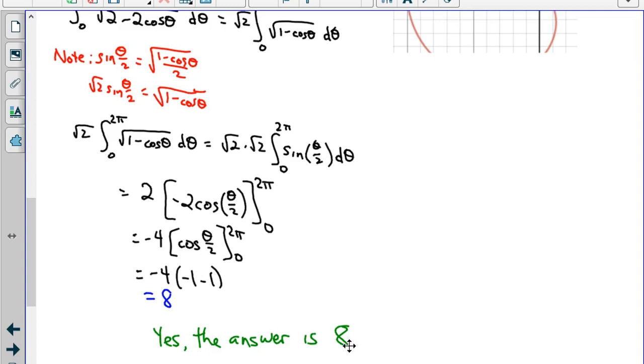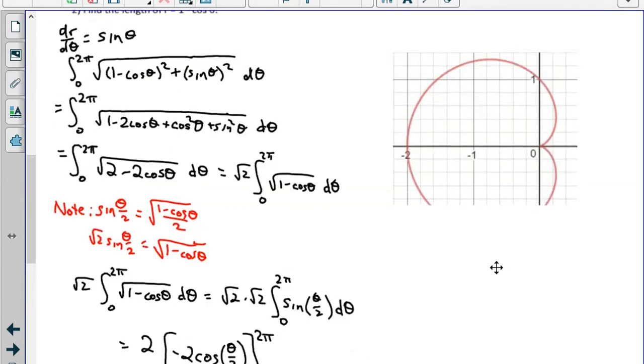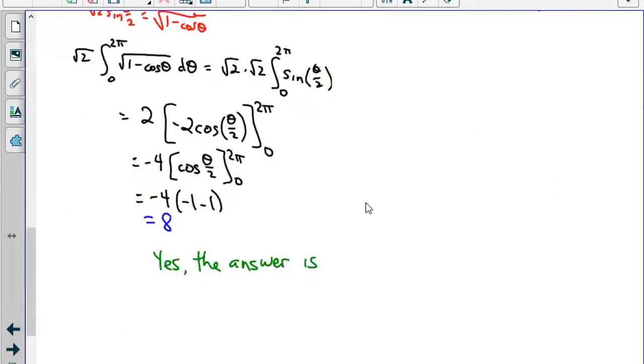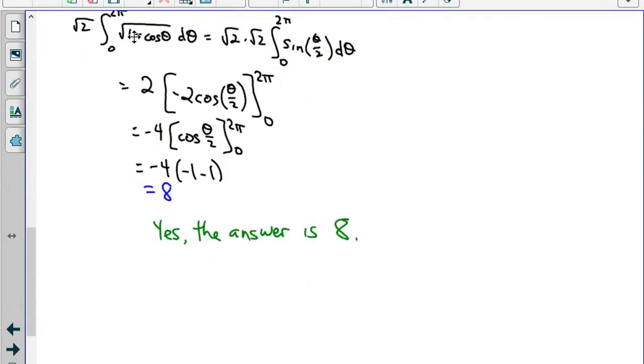I know that sounds a little sarcastic, but if we're taking a look at this picture, it's not immediately clear that with all of this curviness that the answer would be 8, but the answer is 8.